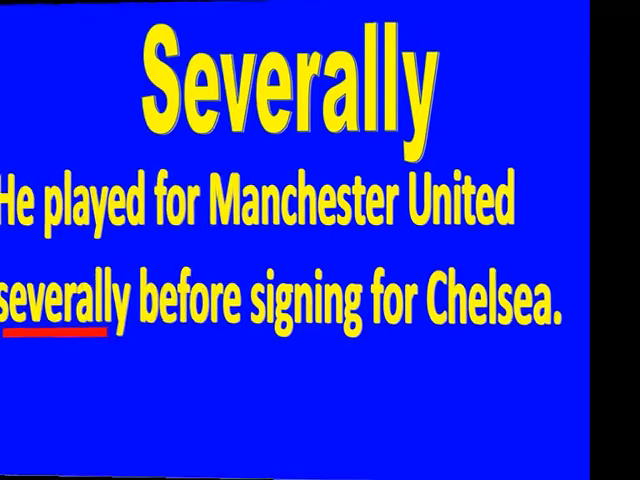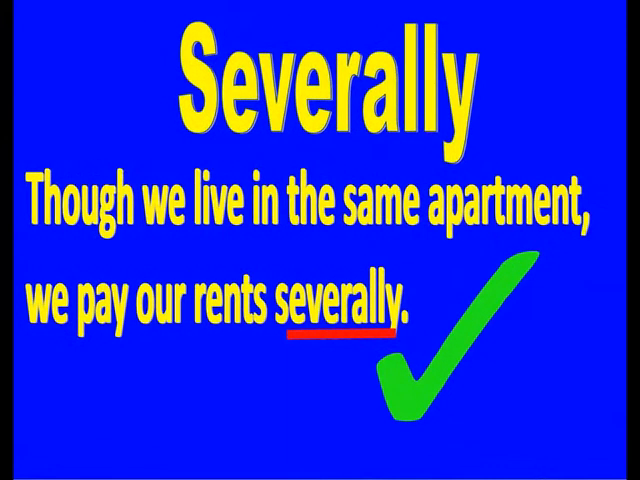Now look at the correct one. Though we live in the same apartment, we pay our rents severally. In this sentence, the writer is not talking about how frequent, the number of times they pay their rent. No. Rather, he is saying that he pays his own rent separately while his apartment mates also pay theirs separately. And that is correct. So be careful when you want to use the word severally. Make sure you are using it appropriately.